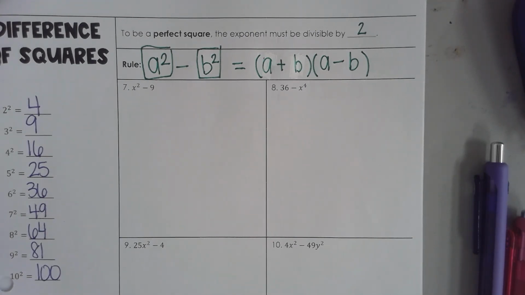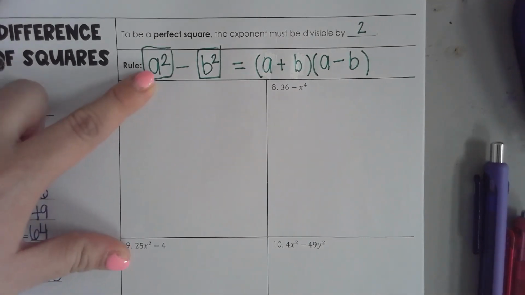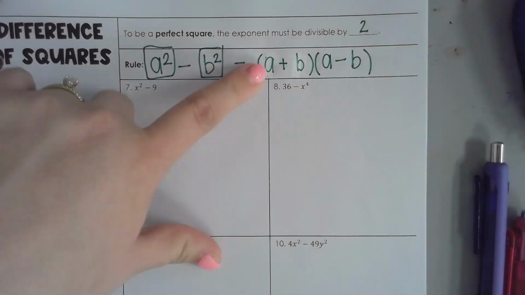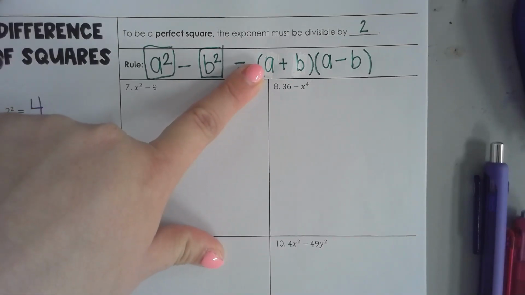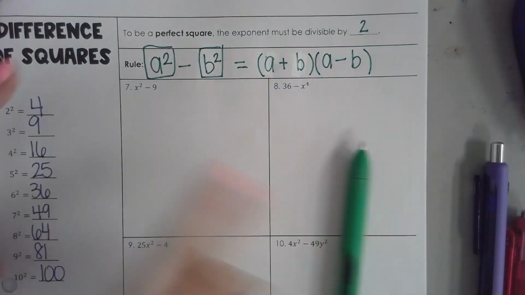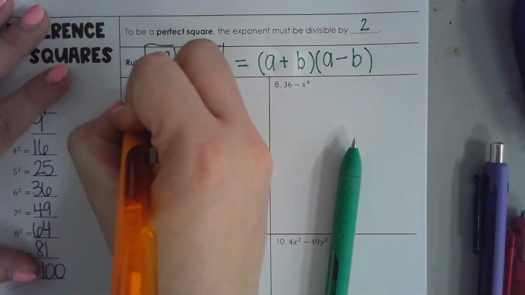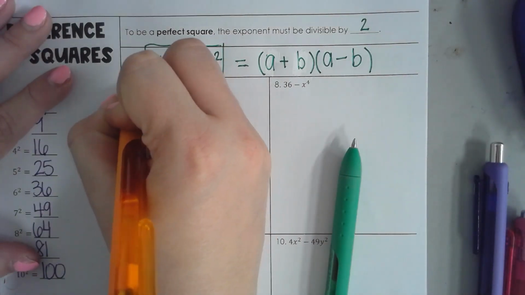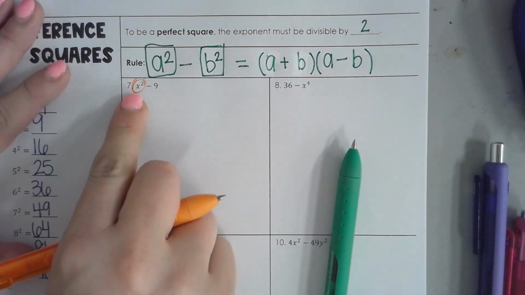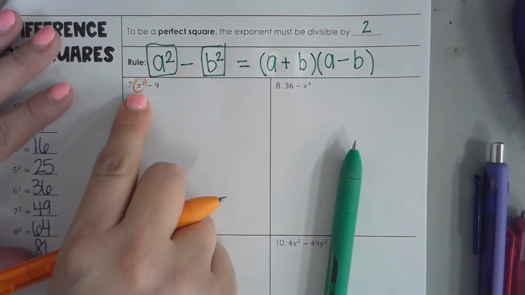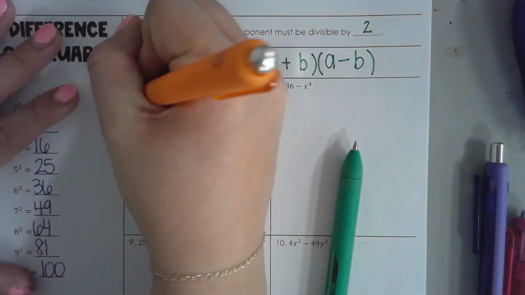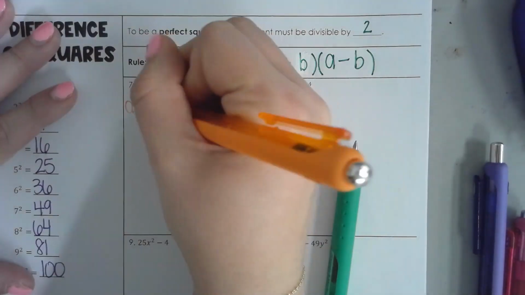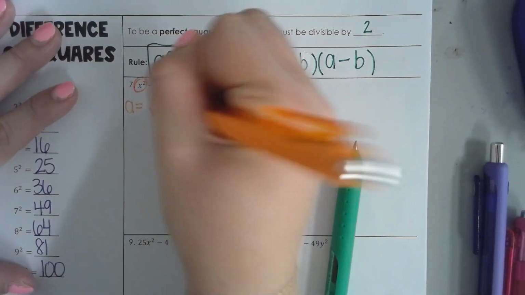How do you get from an a squared to an a? What mathematical operation? Square root. So the first thing right there, I'm going to take the square root of that, and that's going to give me my a. So a is the square root.